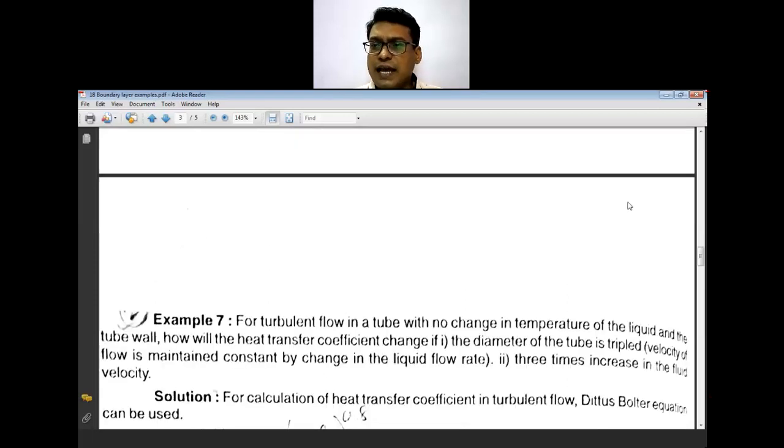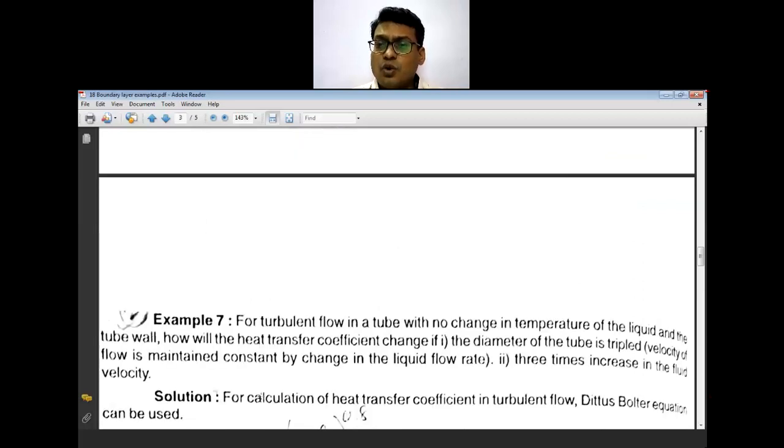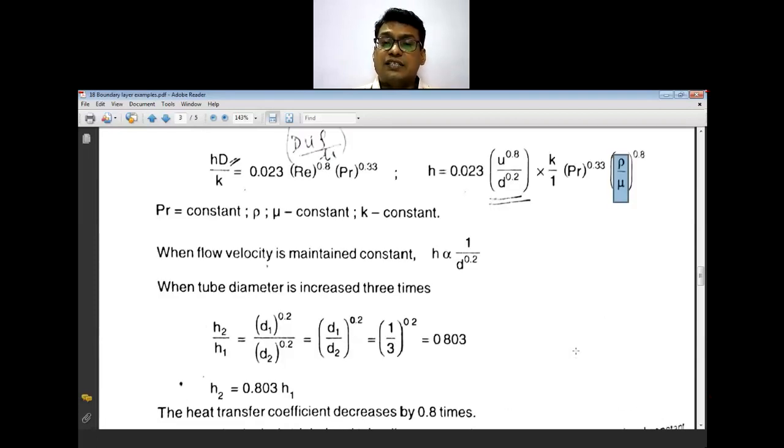Now the first condition is that the diameter of the tube is tripled. So we are changing the diameter of the tube. So H1 and the diameter are inversely proportional, H1 and D1 to H2 and D2. So from your equation, H2 will be 0.8 times H1. That is, even though the diameter of the tube is tripled, we are increasing the diameter keeping the velocity constant, the heat transfer coefficient decreases.